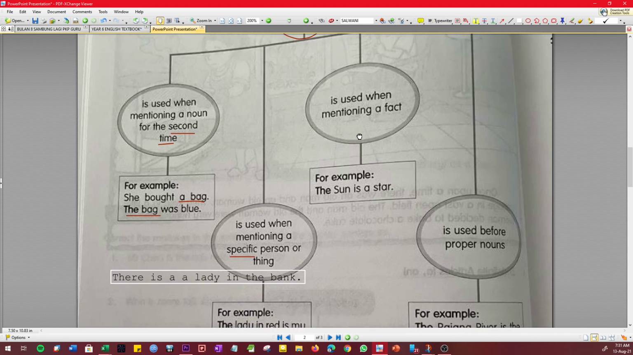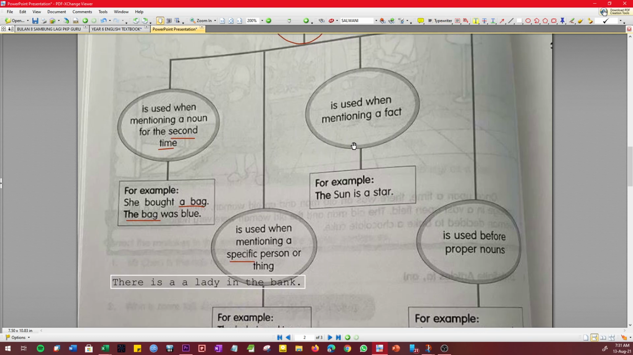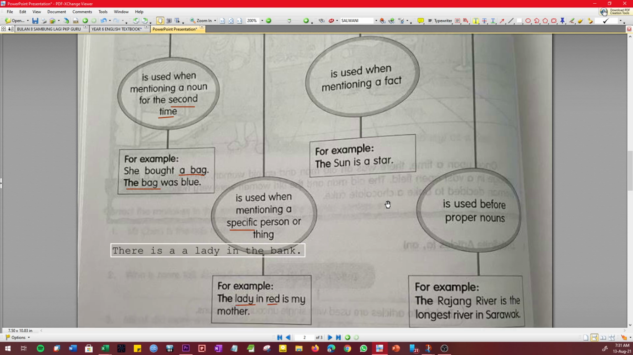Is used when mentioning a fact. Fakta. So, for example here, the sun is a star. So, apa yang faktanya? A star. The sun is a star. Right? Hanya ada satu sahaja. Okay, sun itu ada satu sahaja. So, dan ia adalah fakta. The sun is a star.